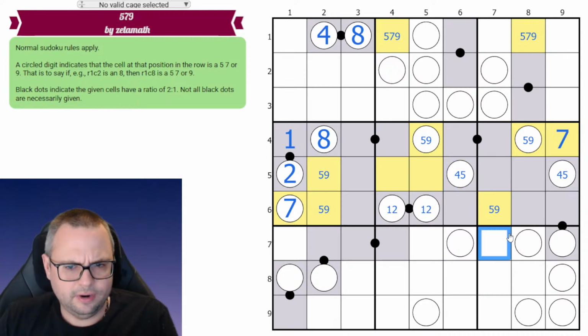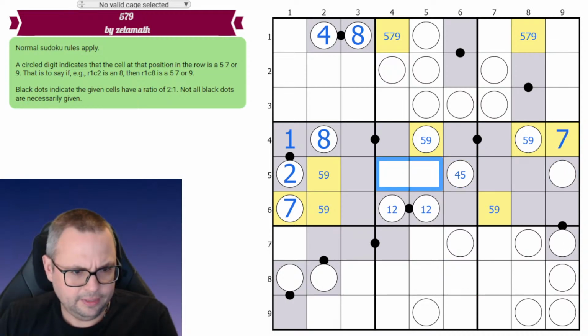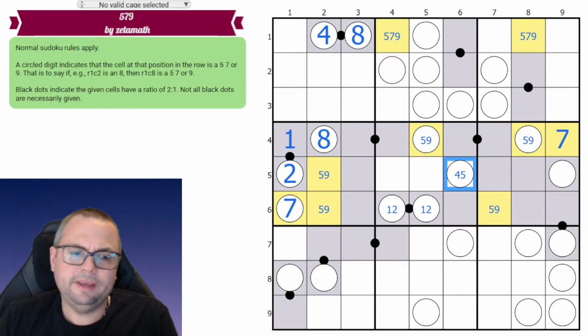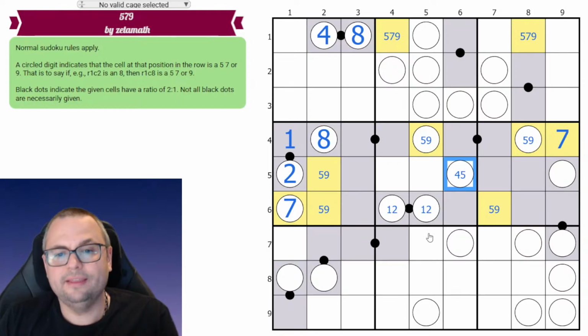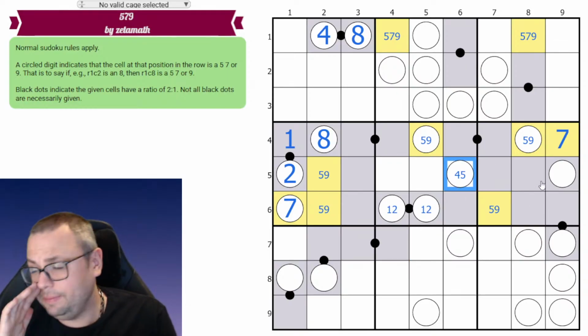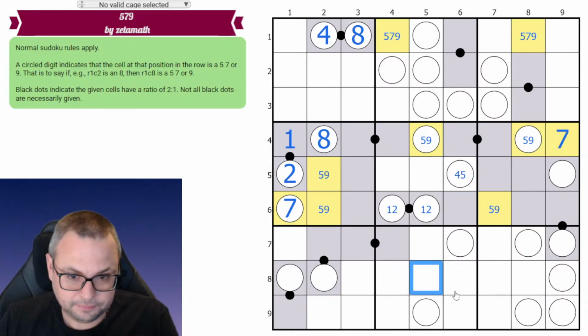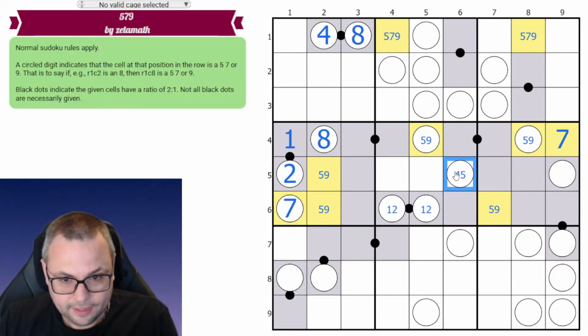So now these are, what did I do? How did I screw this up so badly? Oh. It's because this can be yellow, right? This can be yellow. It just can't be a 6. Okay.